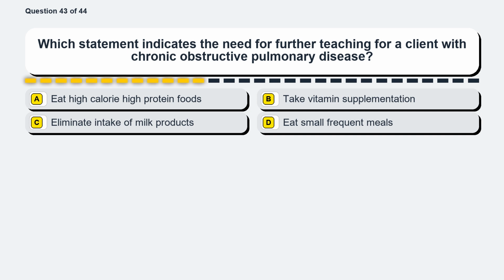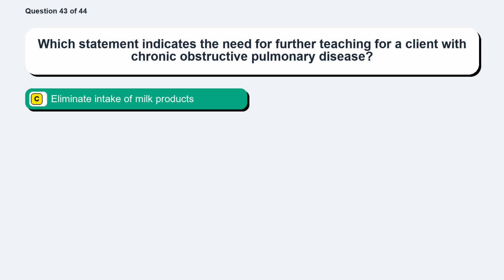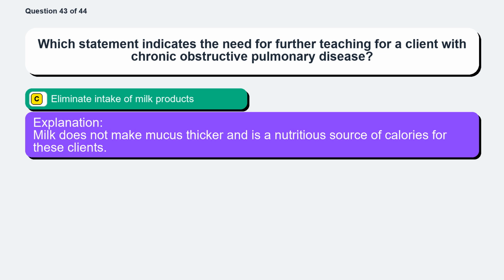Option A, eat high-calorie, high-protein foods. Option B, take vitamin supplementation. Option C, eliminate intake of milk products. Option D, eat small frequent meals. The correct answer is option C, eliminate intake of milk products. Milk does not make mucus thicker and is a nutritious source of calories for these clients.